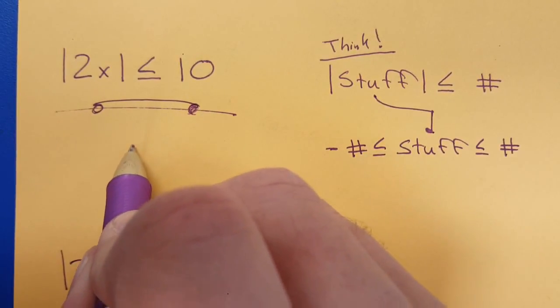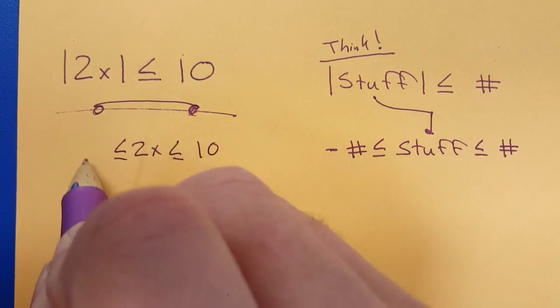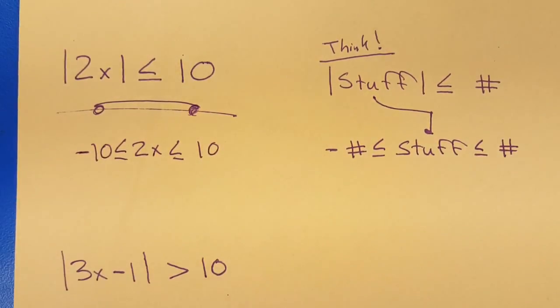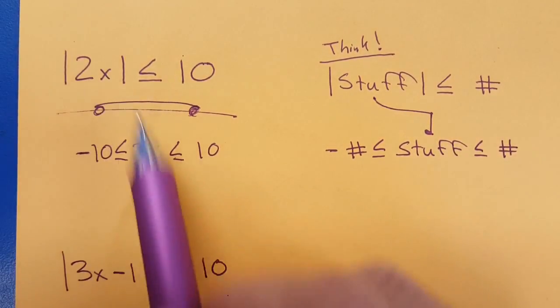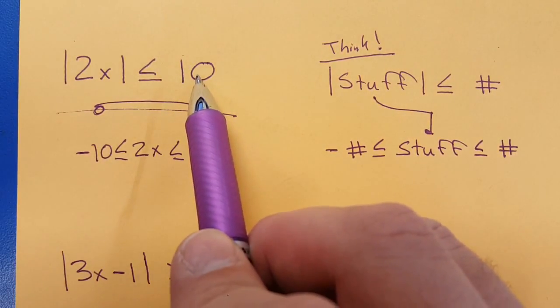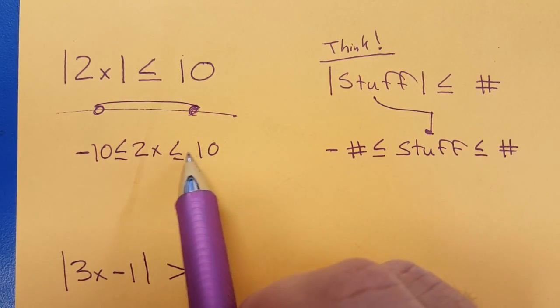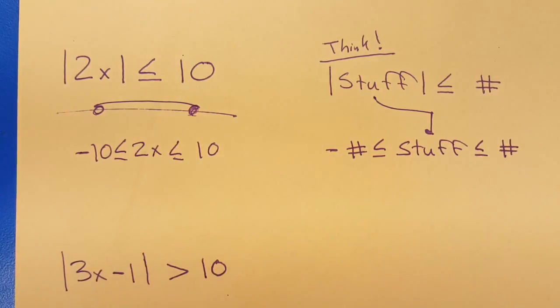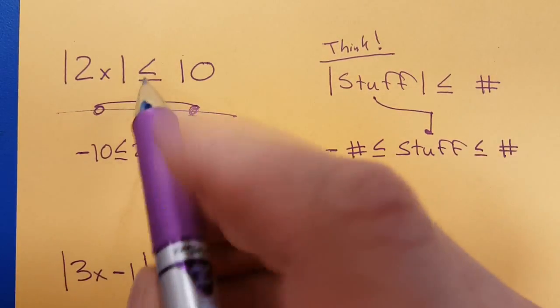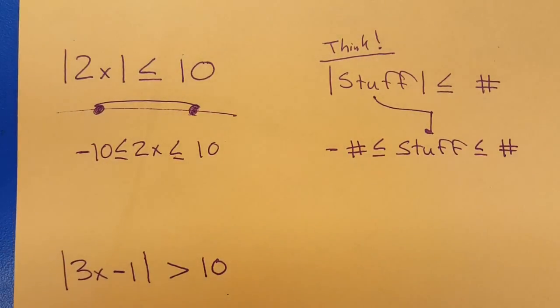So I'm going to put the stuff in the middle. 2x goes in the middle. Copy and paste the symbol twice, positive 10, negative 10. Boom. It's the same move over and over. Whatever is inside the symbols goes in the middle. Whatever this number is, we got to be less than or equal to that number. So we got to be less than the positive, but bigger than the negative. An interval will always be graphed by a less than symbol when it comes to these absolute value inequalities.